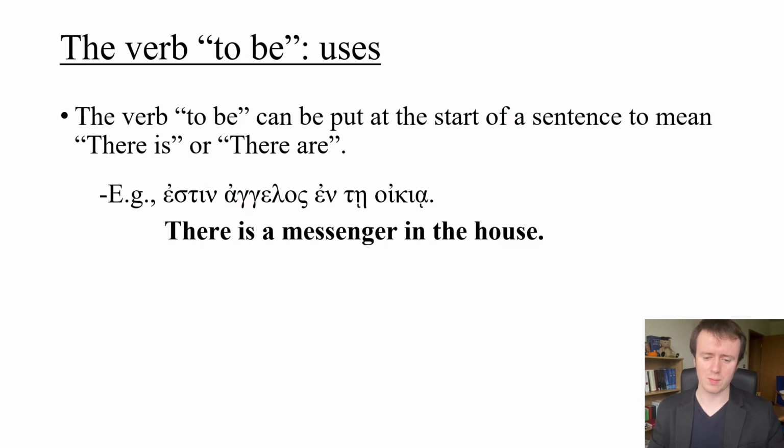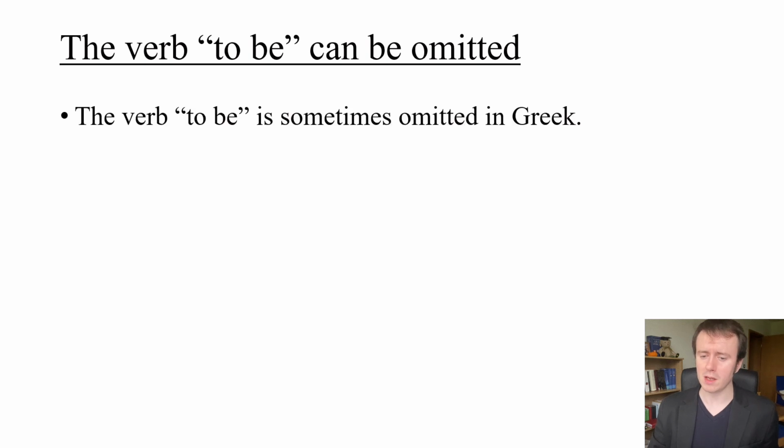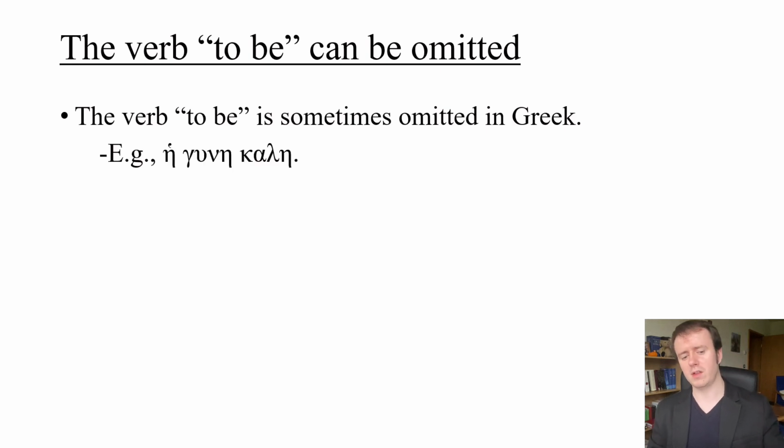And when estin and eisin are being used like this, the thing that follows them is actually the subject rather than the complement. So here, for example, angelos is the subject. Finally, one other note about the verb to be, before we do some practice with it, is that the verb to be is sometimes omitted in Greek. For example, you might see the sentence he gune kale. This literally says, the woman beautiful.